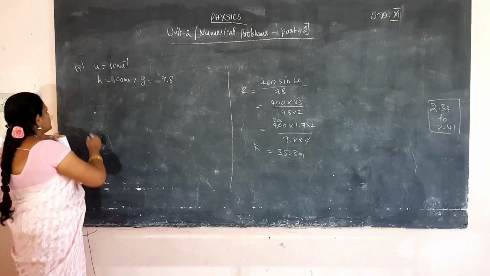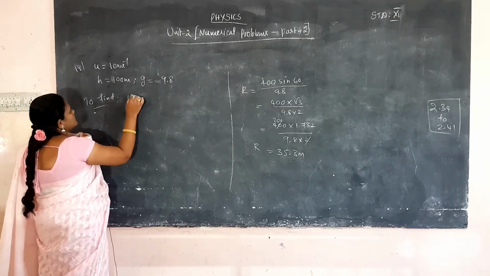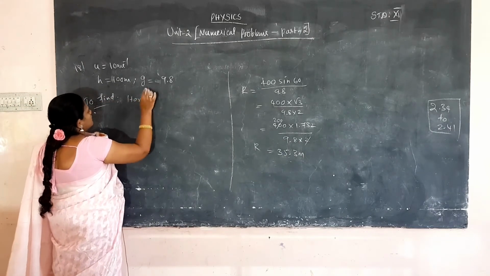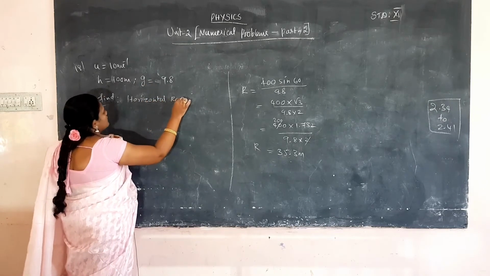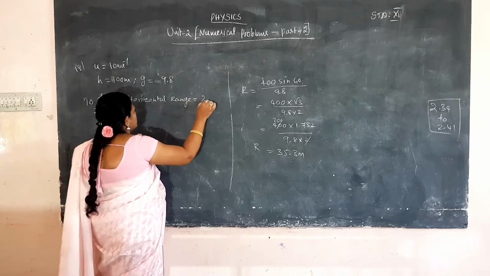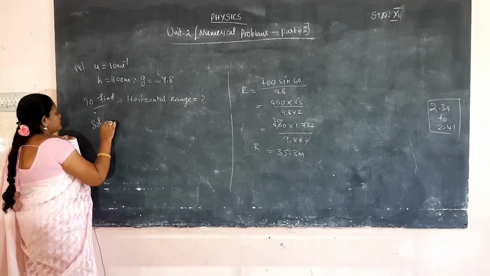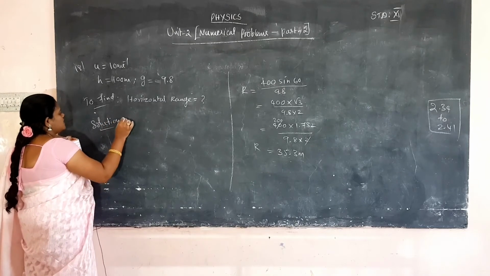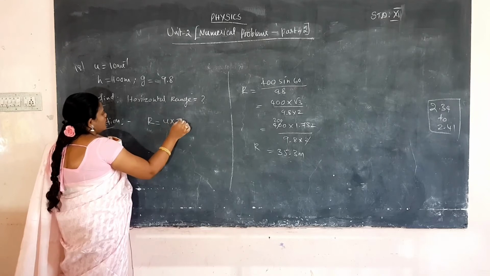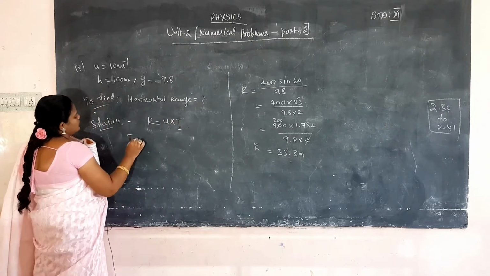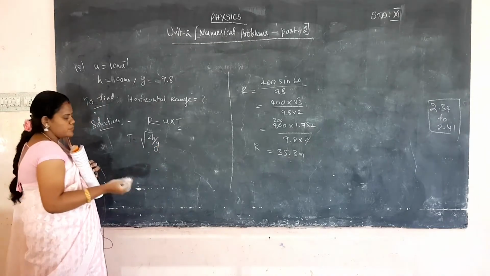So what will we find out? The horizontal range or horizontal distance, anything. So horizontal range R is equal to question mark. Solution: first we want T. Horizontal distance R is equal to u into T. If we want T, then T is equal to root of 2h by g. Substitute the h value, substitute the g value.